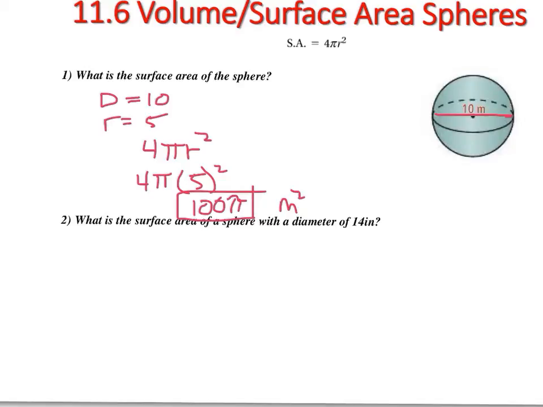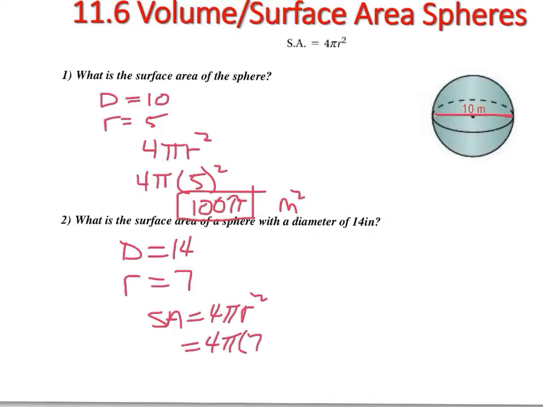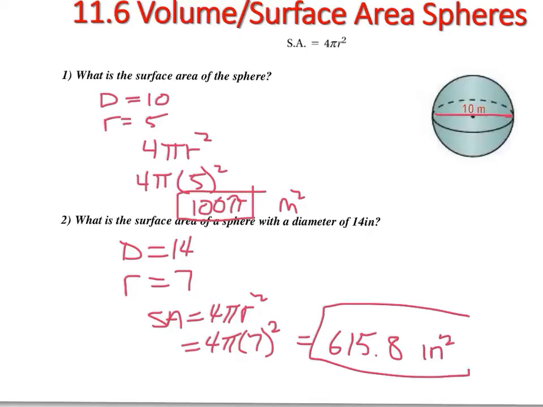For the second part, what's the surface area of a sphere with diameter of 14 inches? So if the diameter is 14, then you have to calculate the radius, which is half of that. So half of 14 is 7. Plugging that into the formula, surface area is 4 pi r squared, so it's 4 pi times 7 squared. So doing that calculation, you will get 615.8, and that is in square inches because it is surface area.